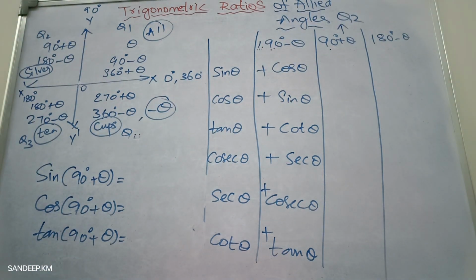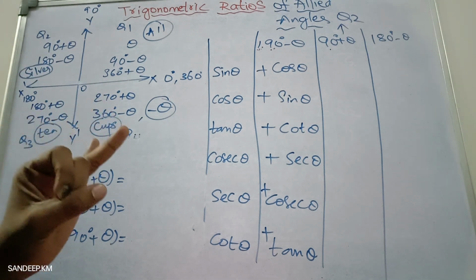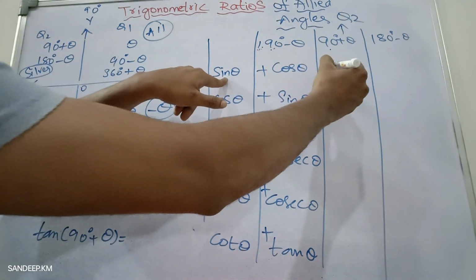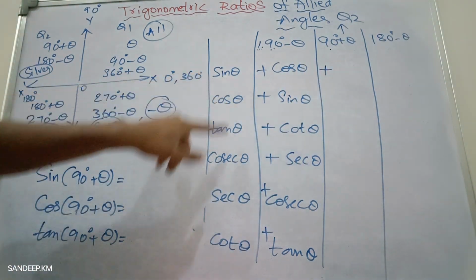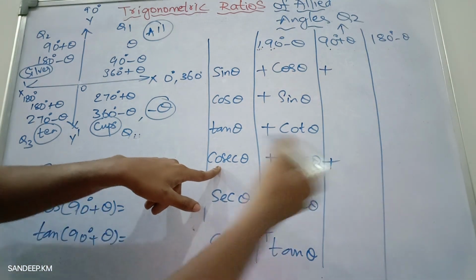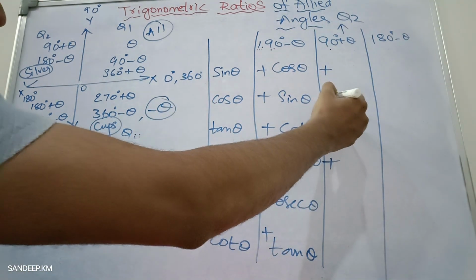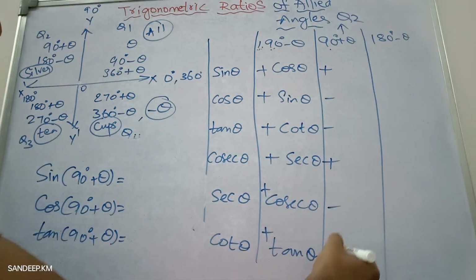Dear students, in the second quadrant, which trigonometric ratios are positive? We have already discussed this in our previous videos. Only sin theta and its reciprocal cosec theta are positive in the second quadrant, and the remaining four trigonometric ratios, cos theta, tan theta, sec theta, and cot theta, are negative.